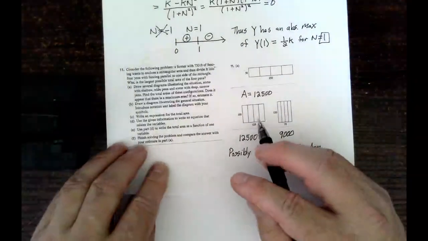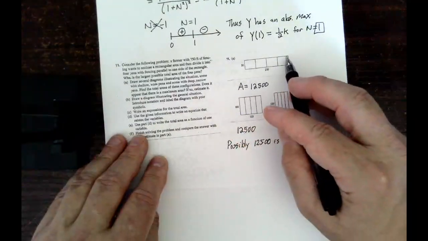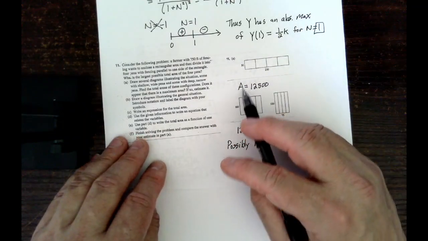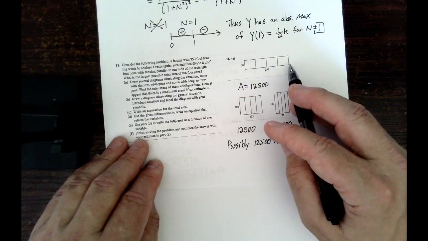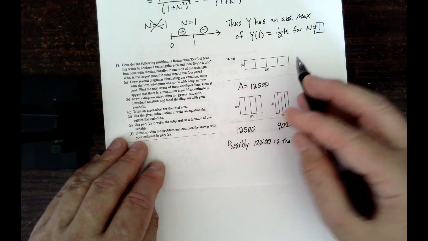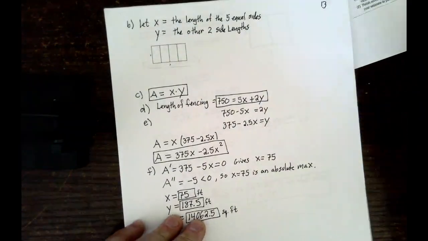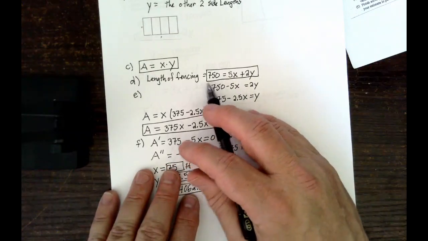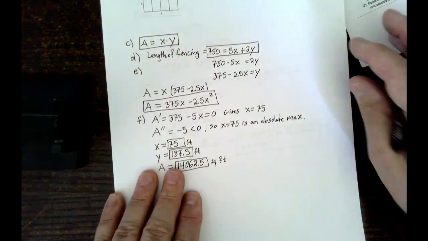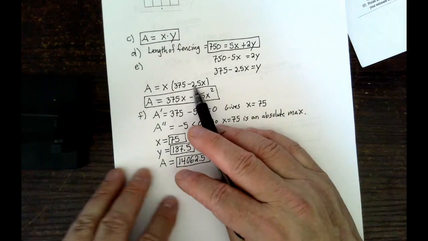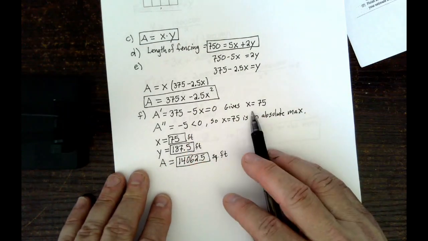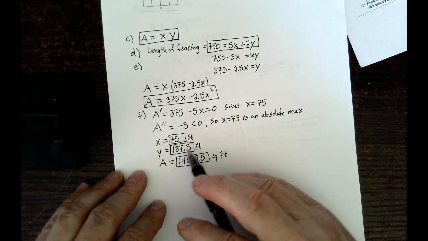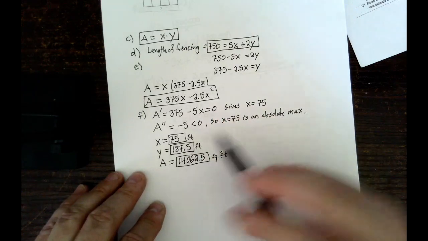On this one, you've got 4 different regions that are all blocked off by these fences, and you've got 1, 2, 3, 4, 5 of this length and 2 of the other. And so when you look at that, you've got 5 x's plus 2 y's adds up to the total fence, and we know x times y is the area. So you solve one of them for y and plug it in and take the first derivative. It gives you a critical number of 75, and you find 75 is your absolute max. Plug back in here to find your y is 187.5.